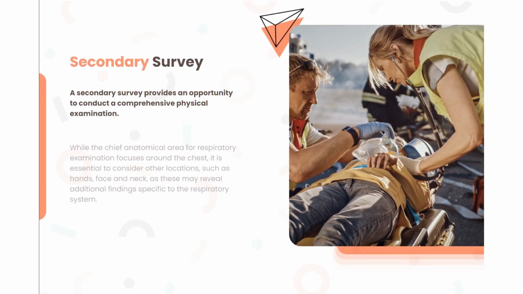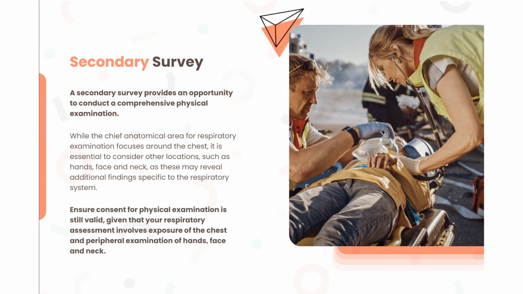Secondary survey. A secondary survey provides an opportunity to conduct a comprehensive physical examination. While the chief anatomical area for respiratory examination focuses around the chest, it is essential to consider other locations, such as hands, face and neck, as these may reveal additional findings specific to the respiratory system. Ensure consent for physical examination is still valid, given that your respiratory assessment involves exposure of the chest and peripheral examination of hands, face and neck.